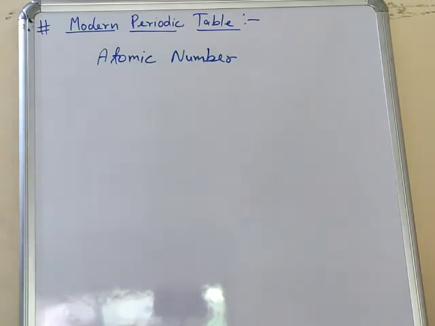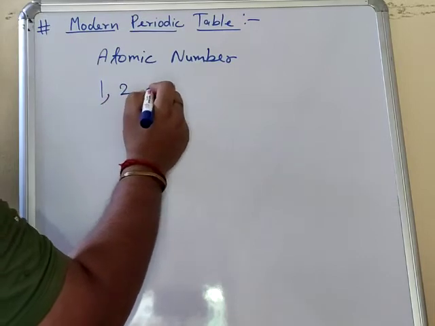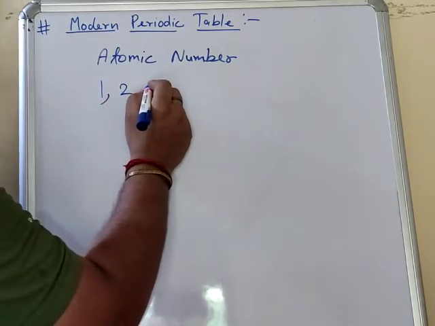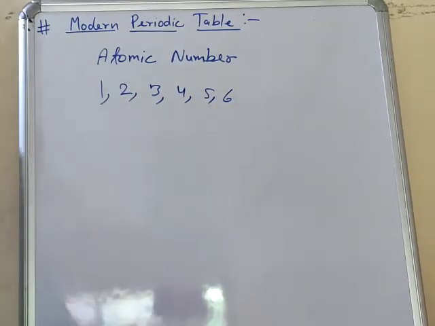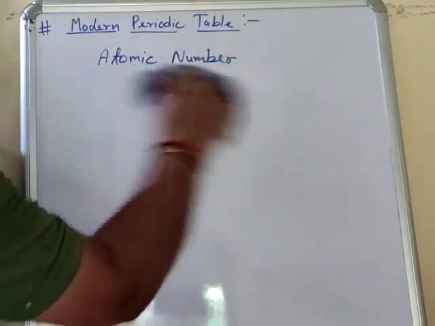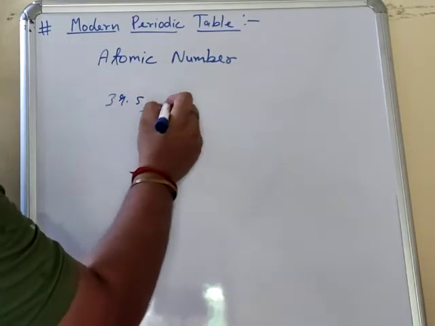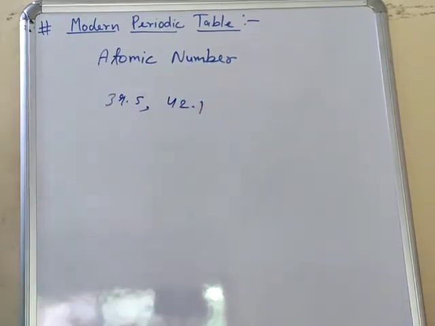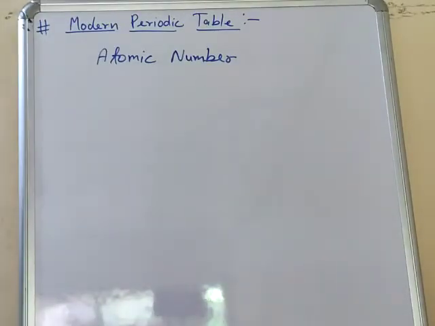Classification of elements on the basis of atomic number is better than on atomic mass, because atomic number will change or increase continuously, like natural numbers 1, 2, 3, 4, 5 and 6, so it cannot repeat, so there is no problem. But atomic mass can be 39.5, 42.1 and so on, so it does not change at a regular interval, but atomic numbers change at regular intervals.